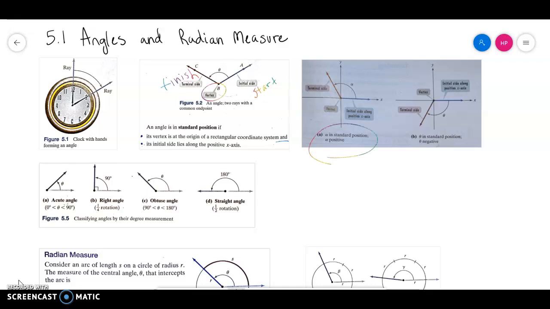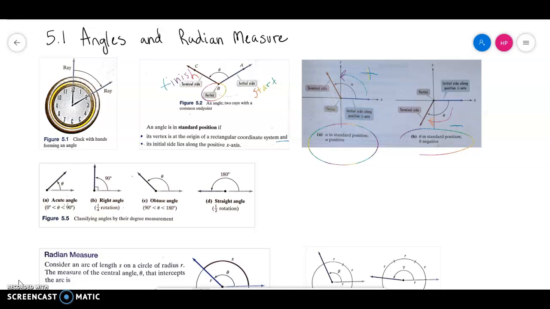Standard position where it's positive is because this angle is going up in that counterclockwise direction, and then negative whenever we start and head down instead. So we have a positive direction and a negative direction. My rainbow pen is kind of hard to see on that. So a positive direction and a negative direction.